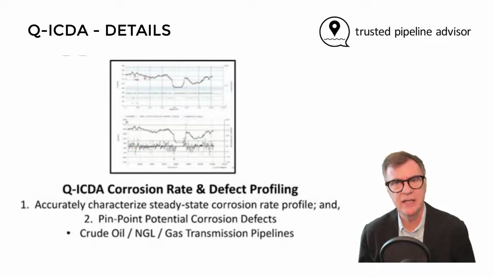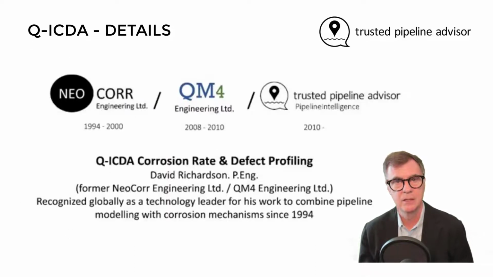Q-ICDA establishes the likelihood internal corrosion will occur along any pipeline. It creates a corrosion rate profile and pinpoints regions of potential corrosion damage along the pipeline for a broad range of potential operating conditions, including consideration of steady state and episodes of non-conforming upset conditions. Our Q-ICDA technology has a long history, beginning in 1994, of integrating digital elevation data, knowledge of potential corrosion mechanisms, and pipeline hydraulic modeling technology to create reliable corrosion susceptibility profiles for pipelines.